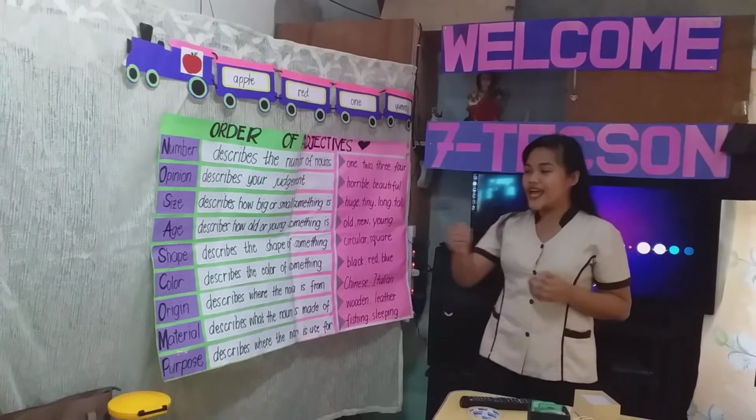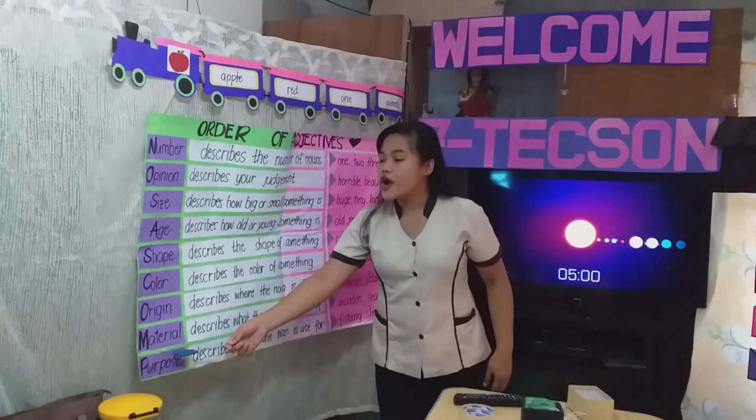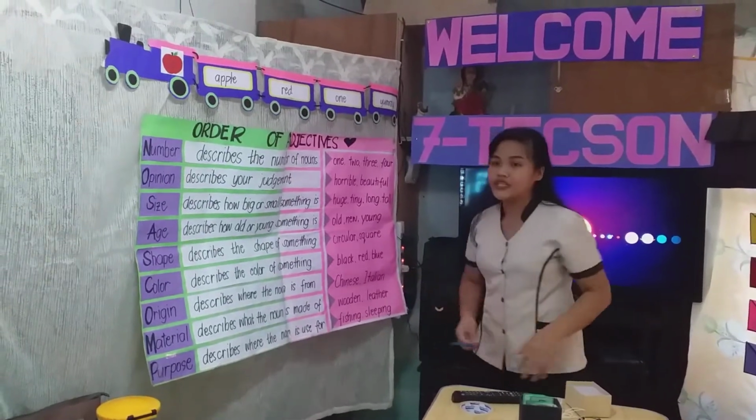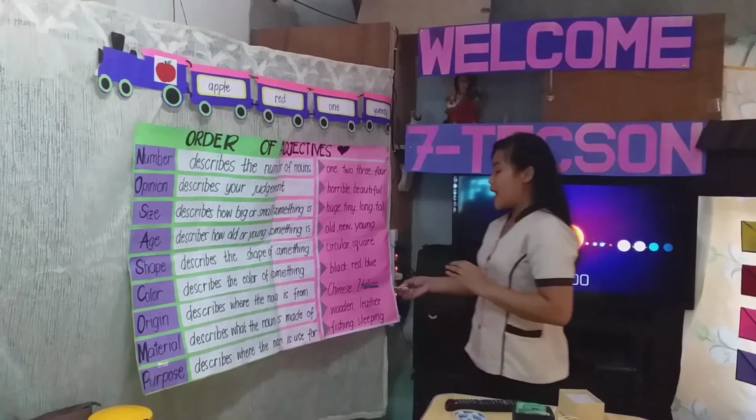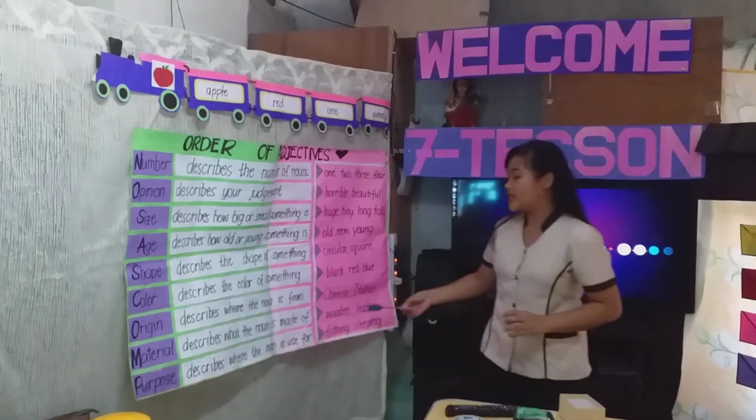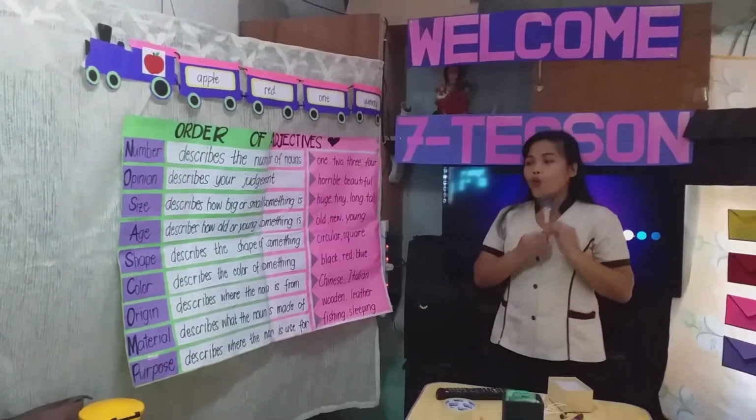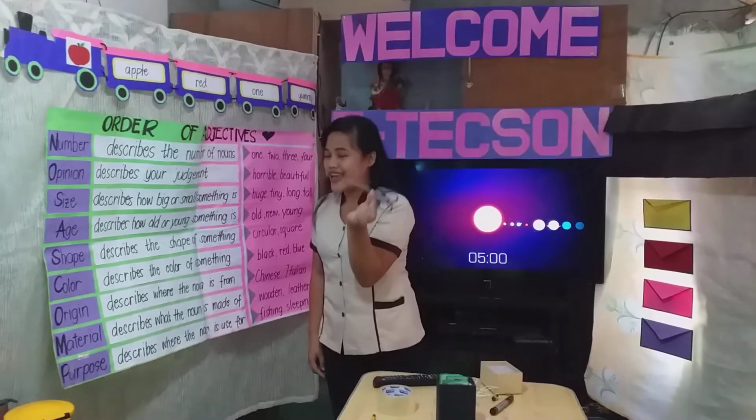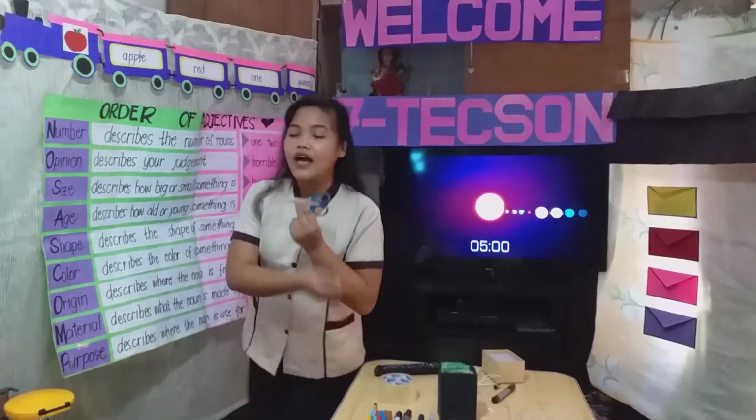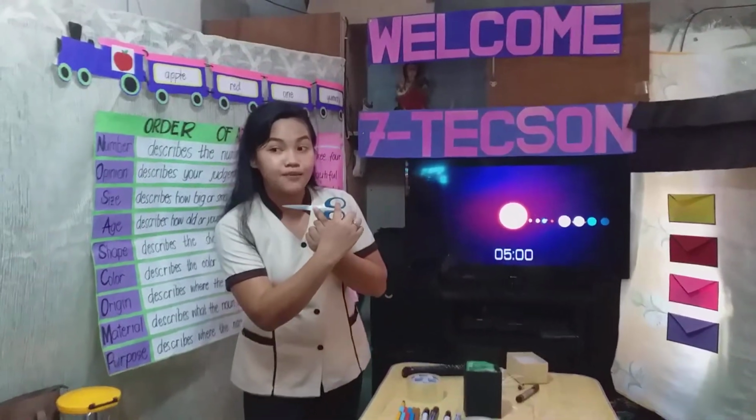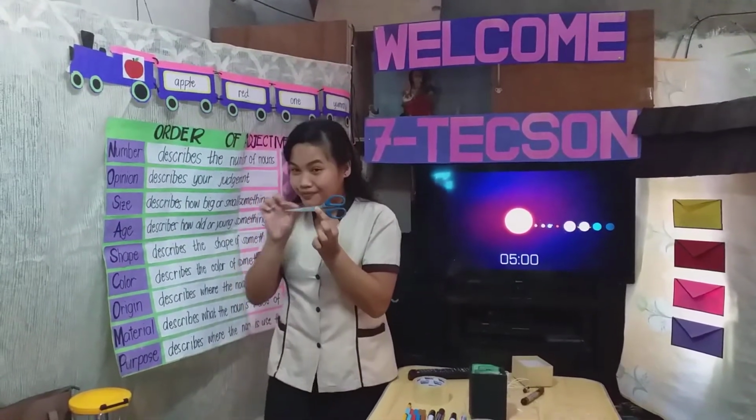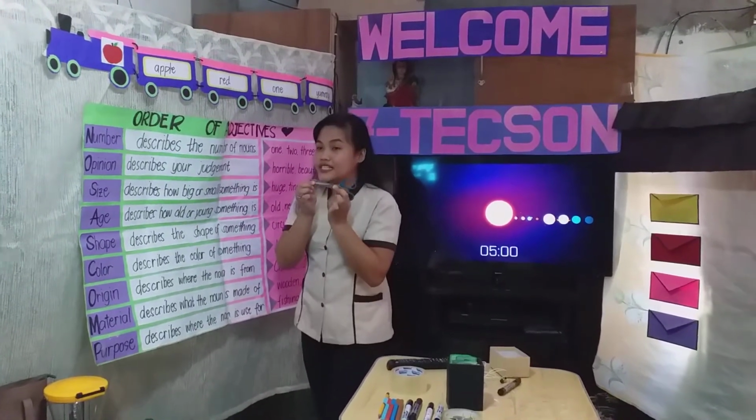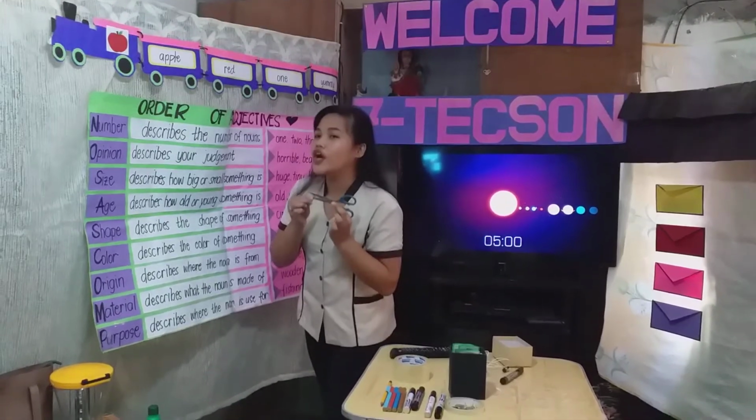Very good. So next we have M for material. So when you say material, it describes what the noun is made of. For example, wooden and leather. So what do you think the scissor is made of? Yes, very good. It is made of plastic. The handle is plastic, and then the sharp part of the scissor is made of steel or metal.